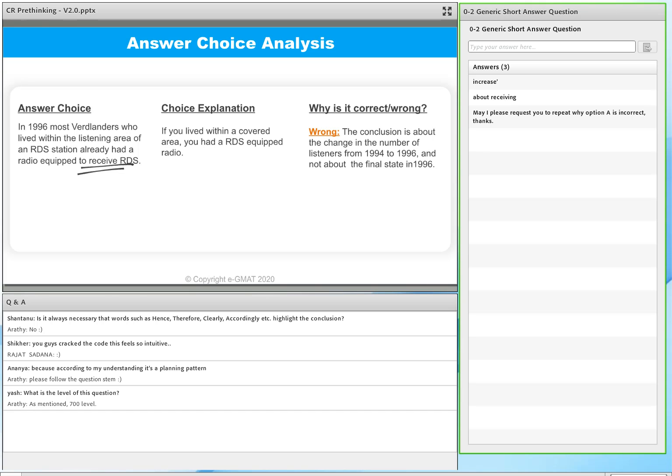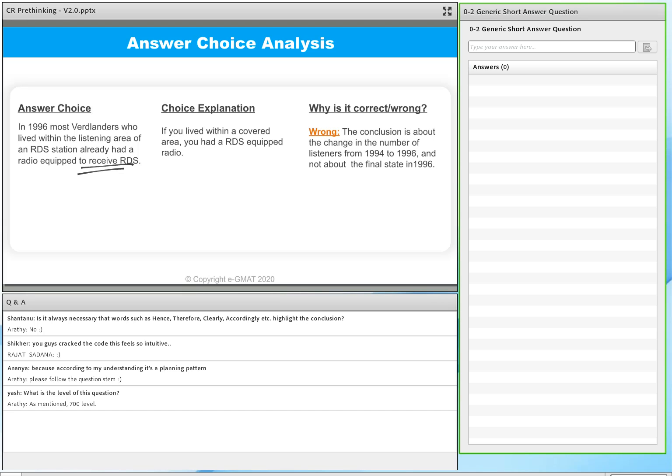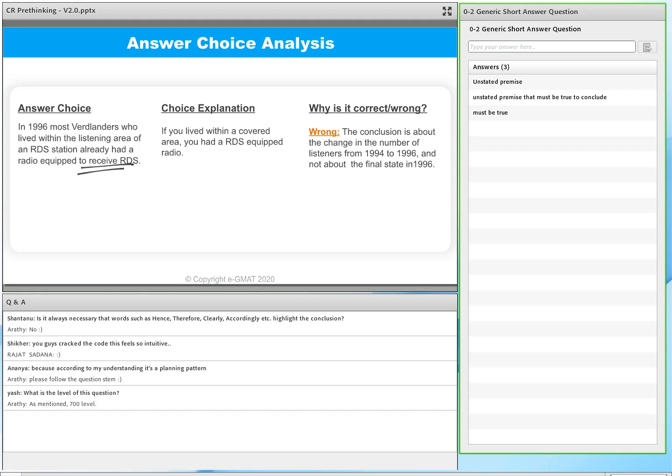Option A is correct, guys, not incorrect. Option A is correct. The conclusion is the number of Worlanders has not changed much. Yes, remember that? Now, what is my definition of an assumption? Definition of an assumption is it's an unstated idea that must be true for the conclusion to hold true.